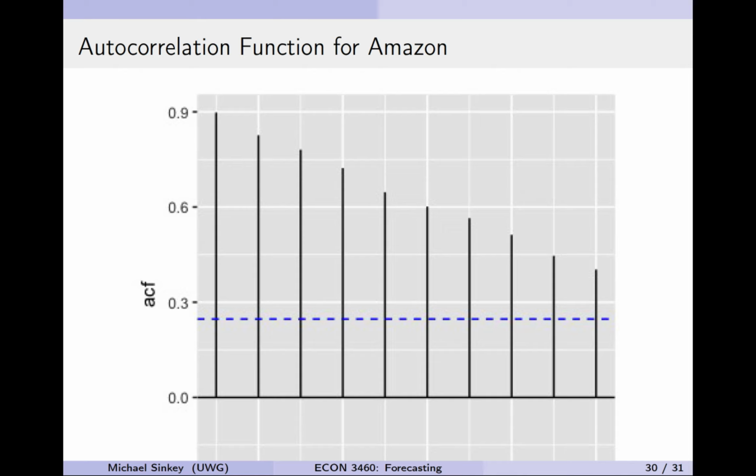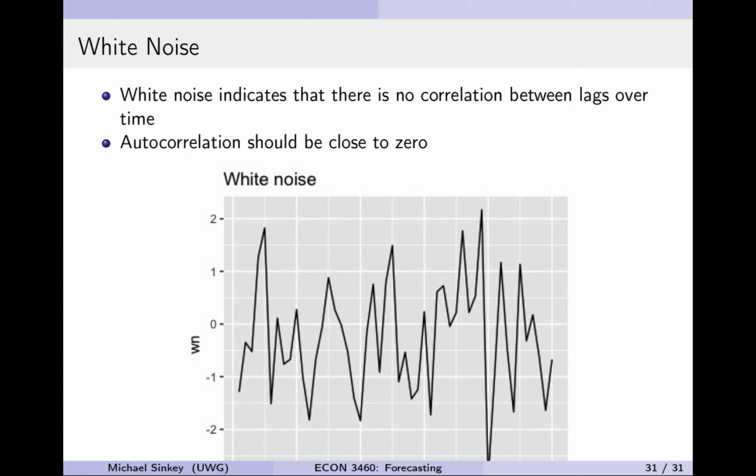Autocorrelation means that the data that you see today is related to the data that you saw in the previous period. So there is what's called serial correlation of the data over time, or the data are correlated with itself. White noise is a description that we use for data that have no correlation over time. So we just randomly generate some data, and the autocorrelation should be close to 0. We have a term for this called white noise.